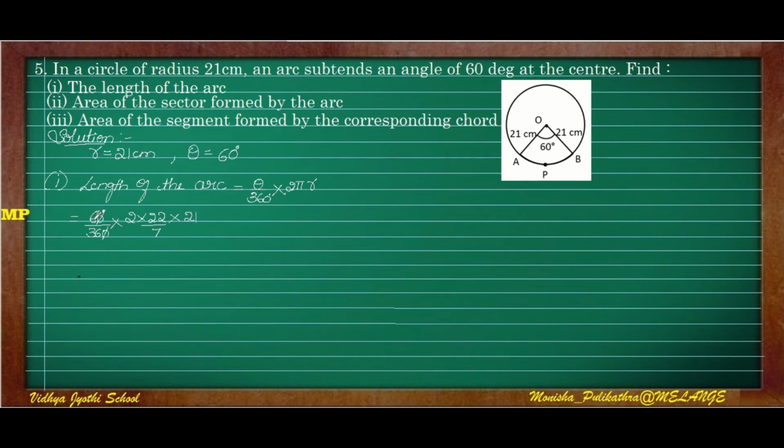So 0 0 get cancels. 6 1s are 6, 6 6s are 36. Next 7 1s are 7, 7 3s are 21. 2 3s are 6. So this 3 3 get cancels. So here we get length of an arc as 22 centimeter. So this is the first question.